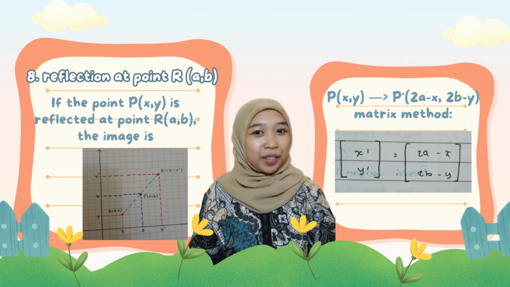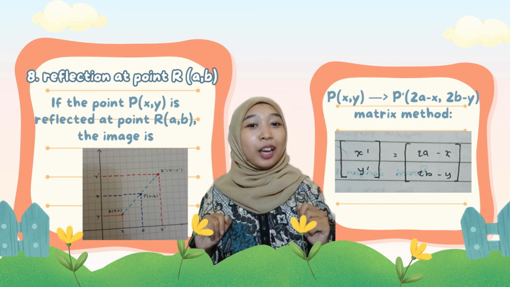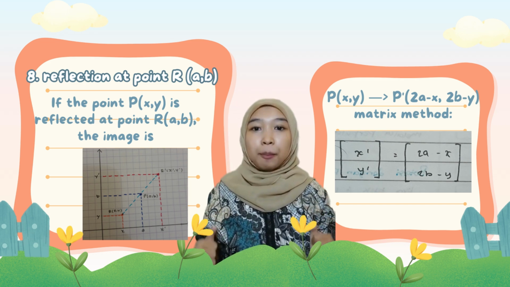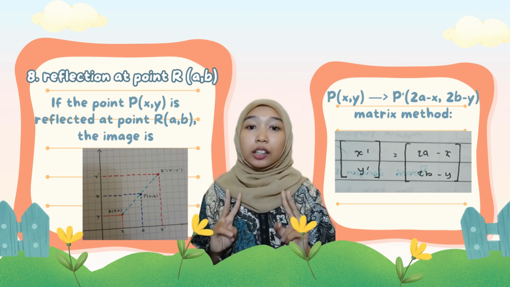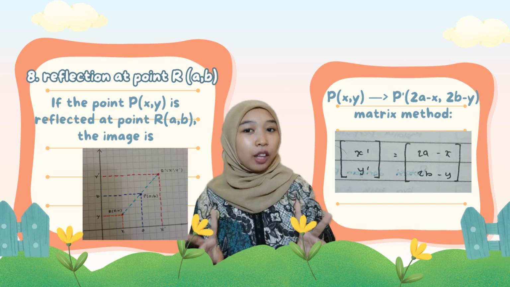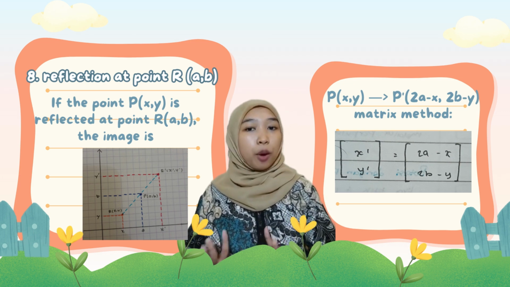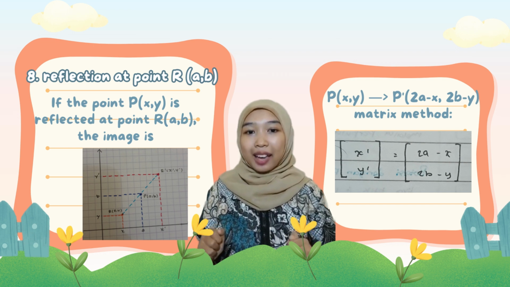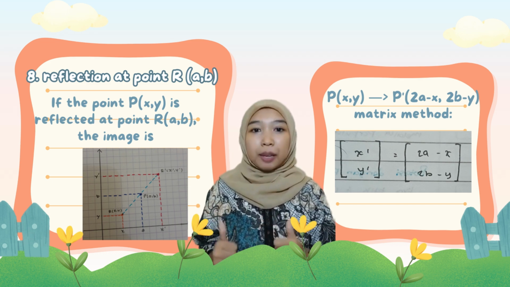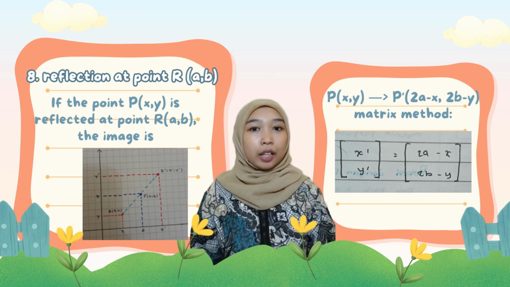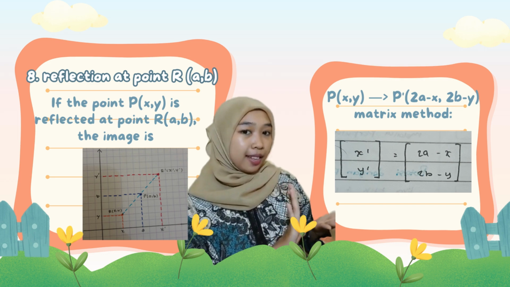Reflection across the point (a, b) is a transformation where each point is mirrored over the point R. The reflected point is equidistant from R as the original point, but lies on the opposite side of R. To find the reflected point, we double the coordinate of R and subtract the coordinate of the original point (x, y). Mathematically, if a point is (x, y), its reflection across (a, b) will be (2a - x, 2b - y). The image for reflection at point (a, b) is like this, and this is the transformation matrix.